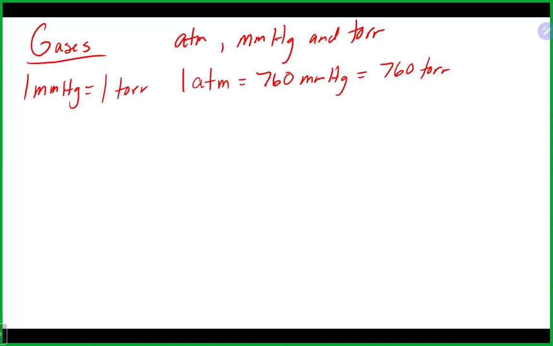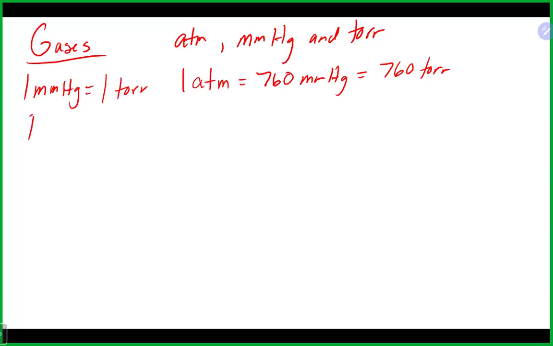If you have atmospheres and want either millimeters of mercury or torr, you're going to multiply by 760. And vice versa, if you have millimeters of mercury or torr and you want atmospheres, you're going to divide by 760. We talked about some gas laws here to start with.